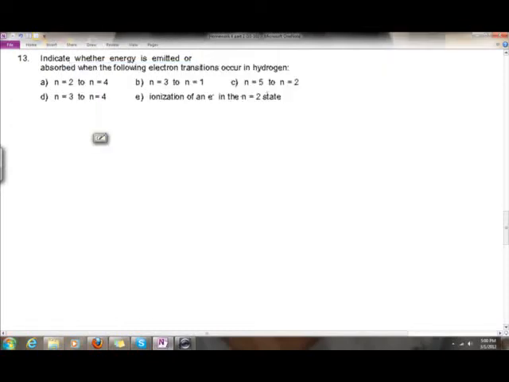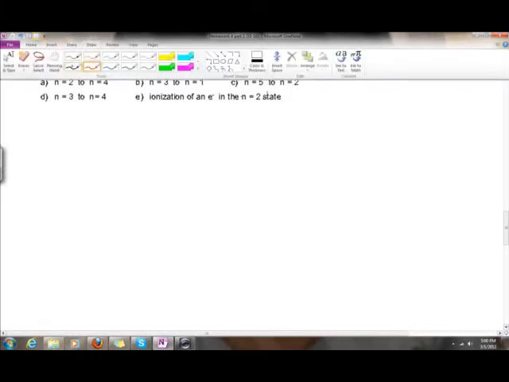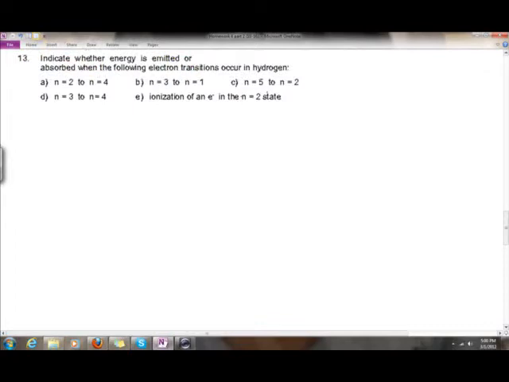Okay, let's keep on going with the homework. Number 4, part 1, and it's number 13. Indicate whether energy is emitted or absorbed when the following electron transitions occur in hydrogen.